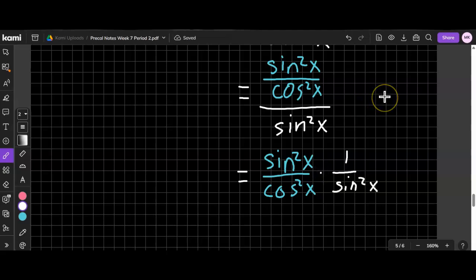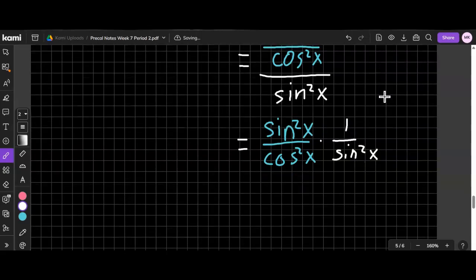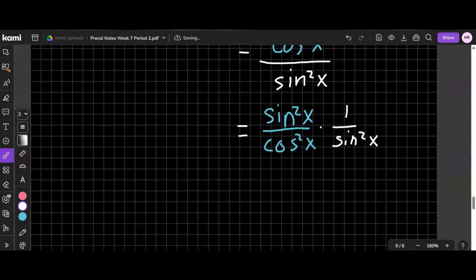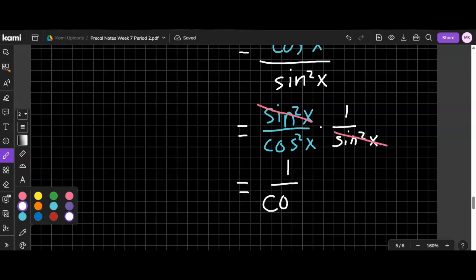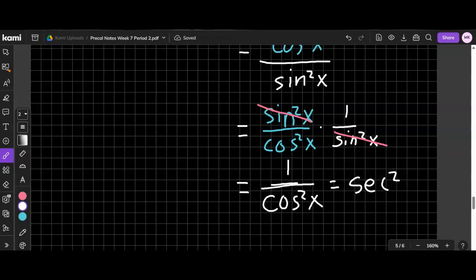And so, now that we've rewritten it as multiplying by the reciprocal, I hope you all notice that we can cancel out our sine squared of x's, meaning we're left with 1 over the cosine squared of x, and that is a reciprocal identity. 1 over cosine is the same thing as writing secant. So we have the secant squared of x as the simplification of this trig identity.